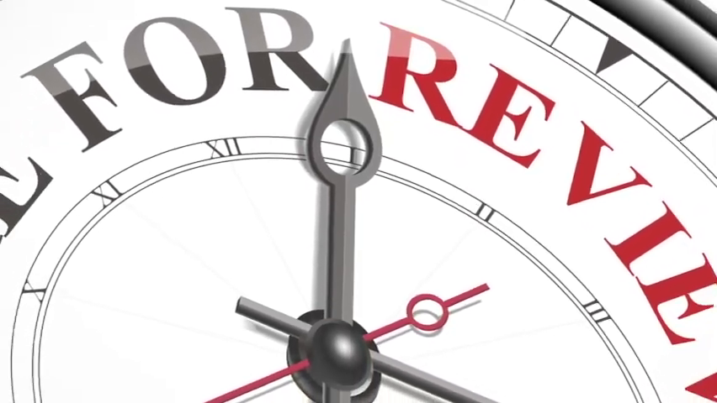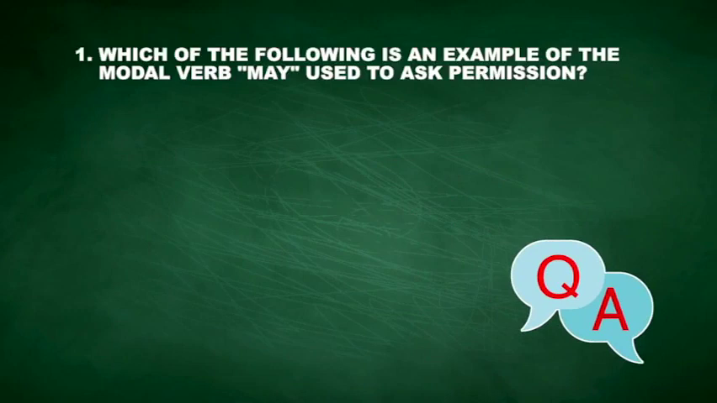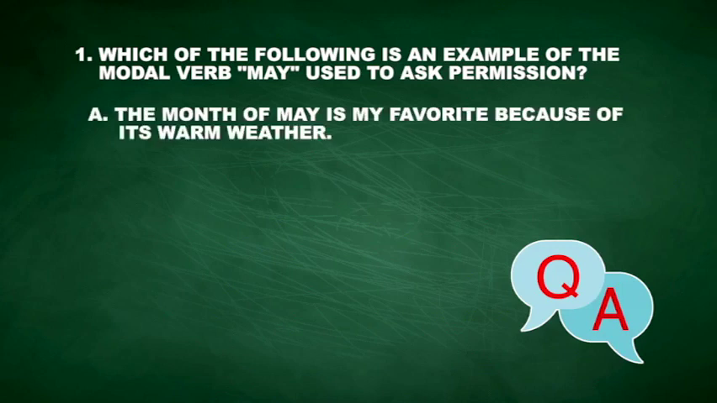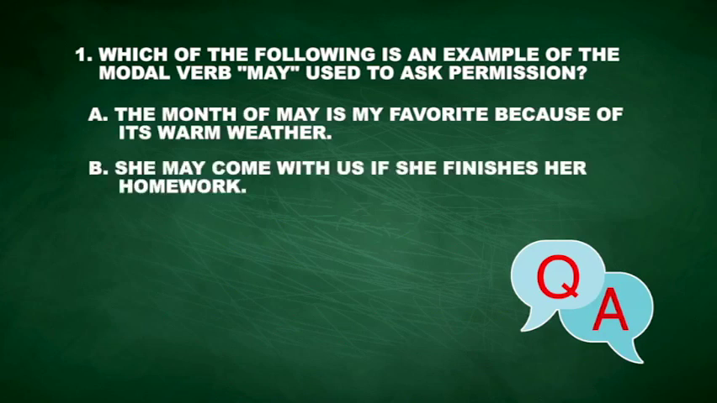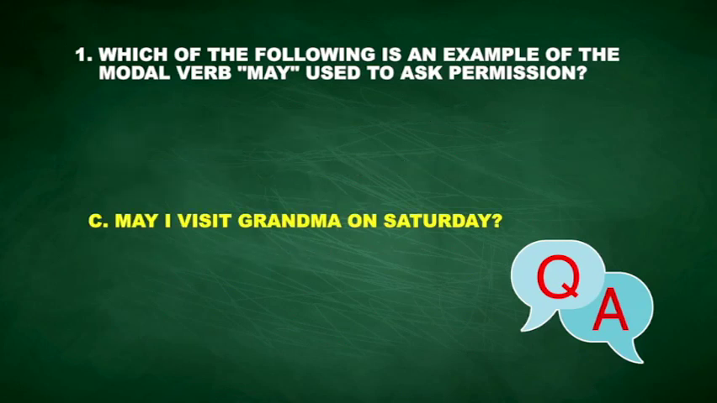Let's review what we have just learned about the modal verbs. Question 1. Which of the following is an example of the modal verb may used to ask permission? A. The month of May is my favorite because of its warm weather. B. She may come with us if she finishes her homework. C. May I visit Grandma on Saturday? D. None of the above. The correct answer is C. May I visit Grandma on Saturday is an example of a permission question.